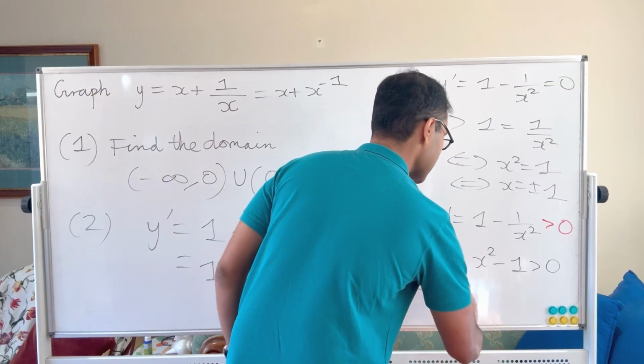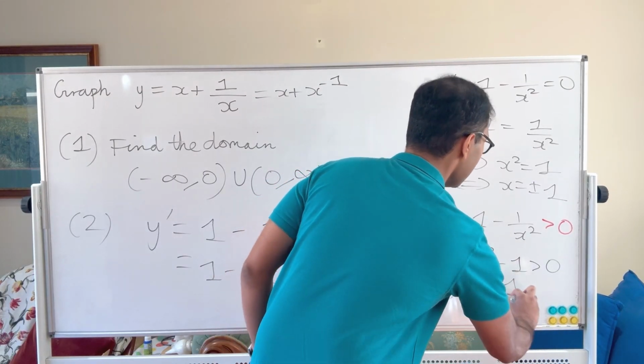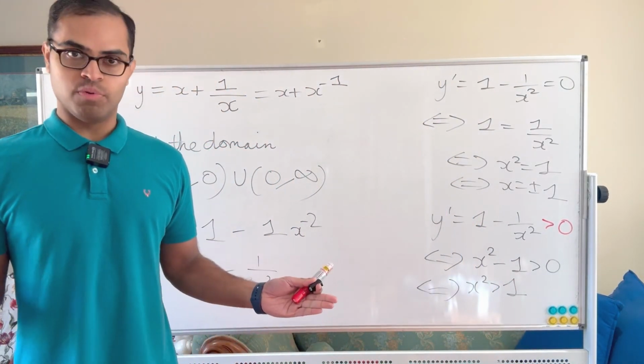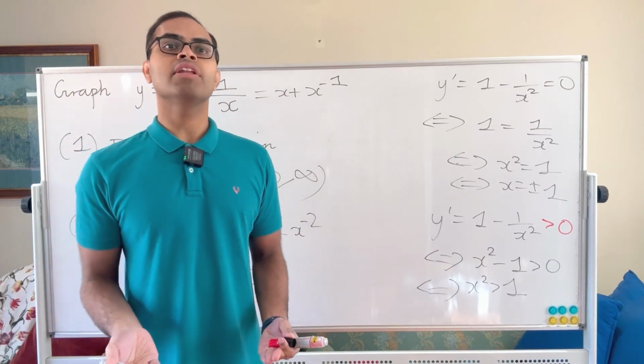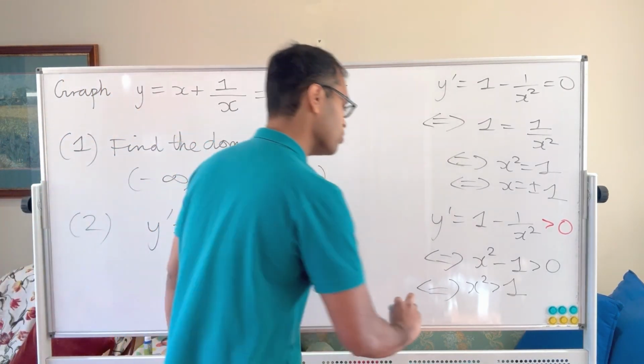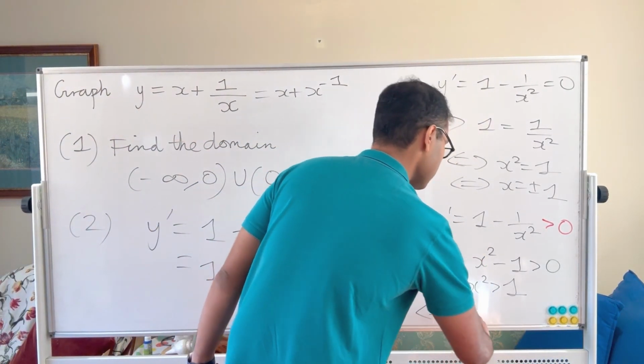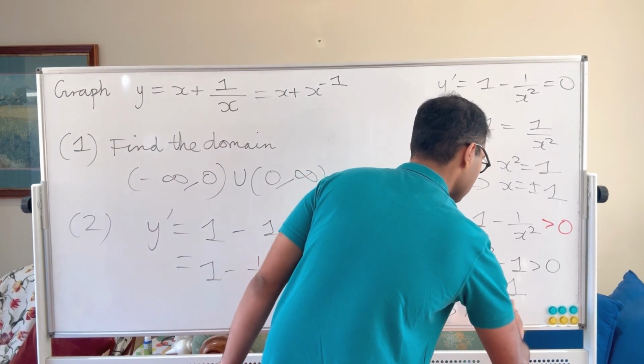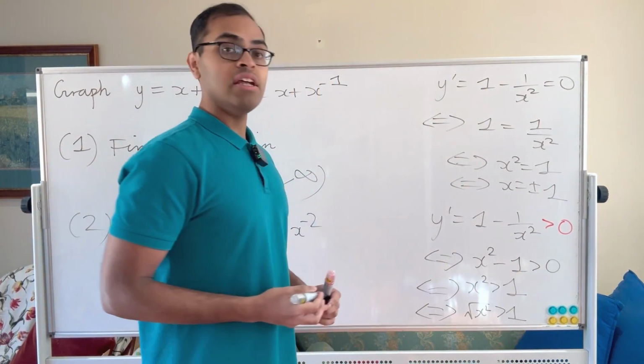So this happens precisely when x squared is greater than 1. And now we can take the square root on both sides. Okay, so square roots preserve inequalities. We can do that on both sides because both numbers are positive. And we're just saying when the square root of x squared is greater than 1. That's when the derivative is positive.